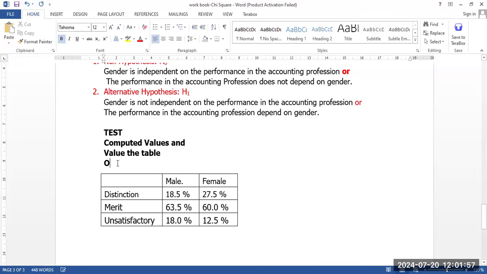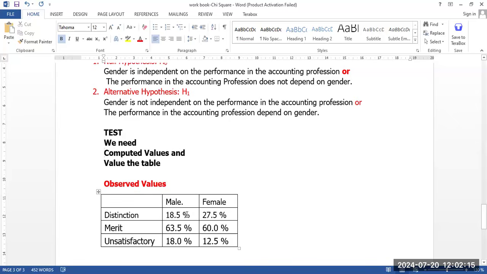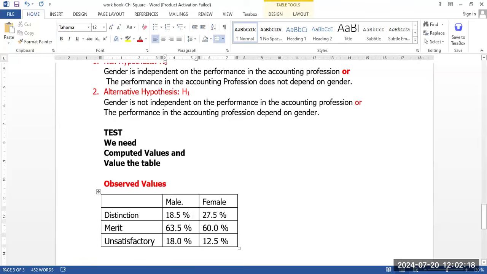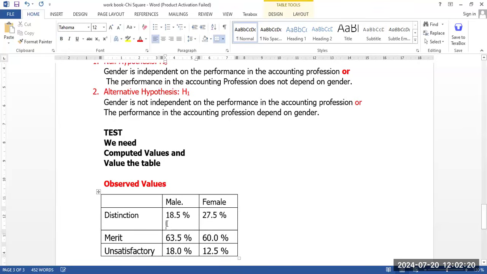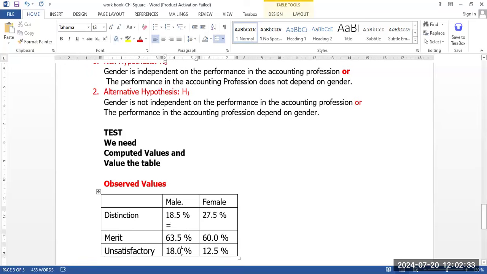So our observed data values, from percentage to numbers. How can you get the number here? What are you going to do? You just get the percentage. First confirm whether you get this plus this plus this, whether you get 100.